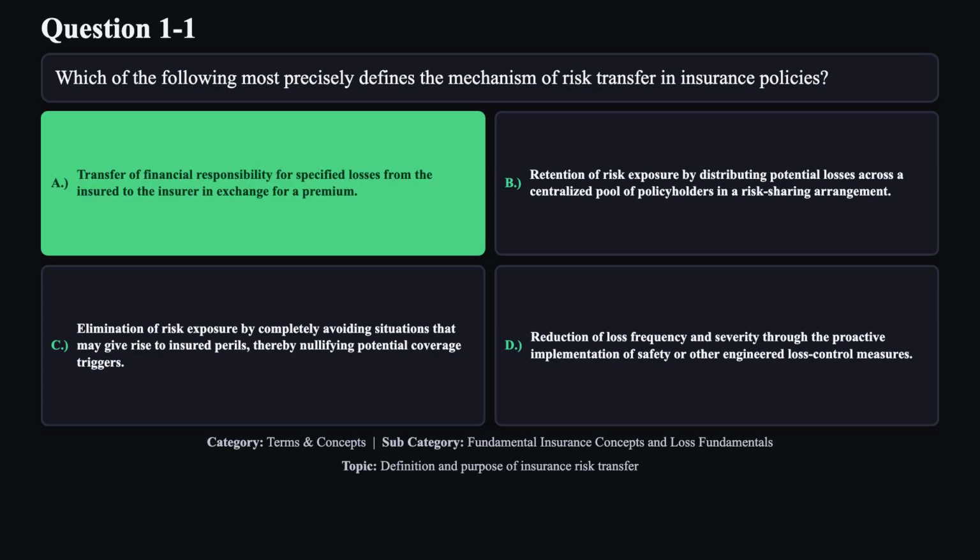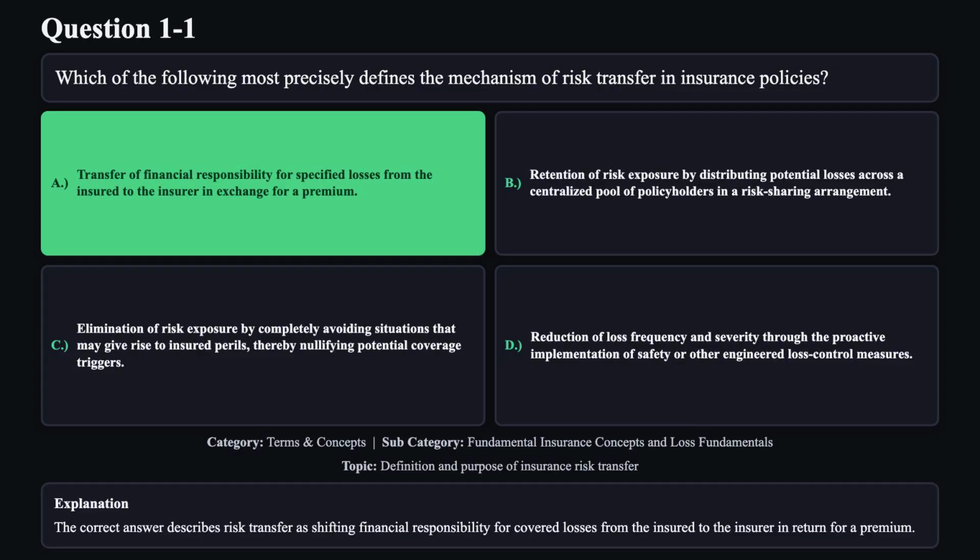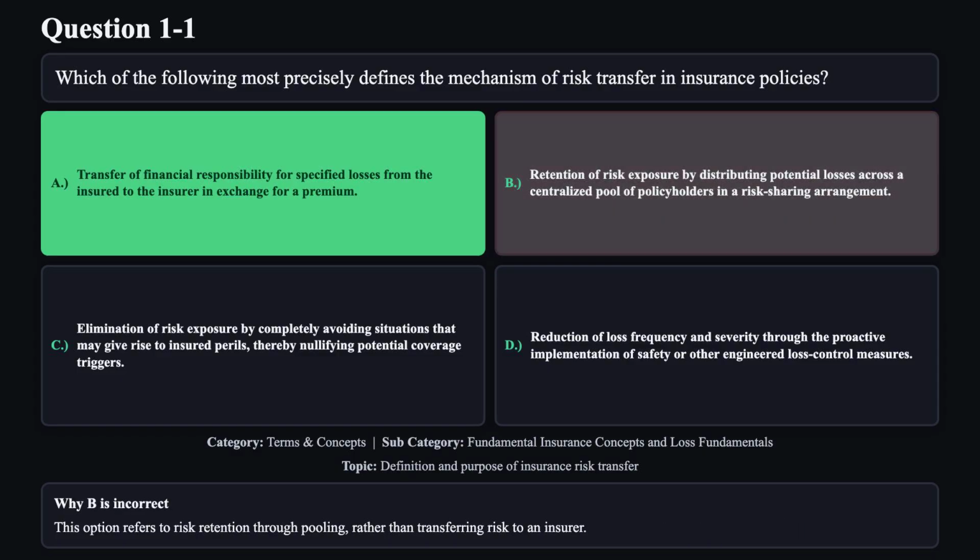The correct answer is A. The correct answer describes risk transfer as shifting financial responsibility for covered losses from the insured to the insurer in return for a premium. Reason B is not correct.